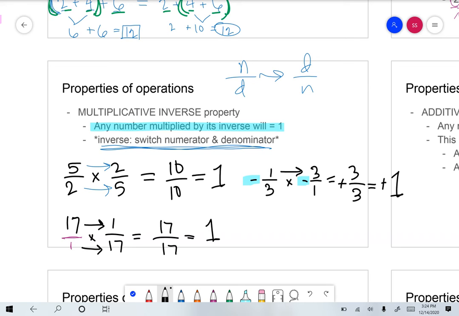Okay, so it works with negatives, it works with fractions, whole numbers. You could even do this with pi, the infamous number pi. The inverse of pi would just be 1 over pi, right? Same thing like the whole number. And you would get pi divided by pi, and anything divided by itself is just 1. So this literally works with every number except 0. So again, multiplicative inverse property states that any number multiplied by its inverse will be equal to 1.